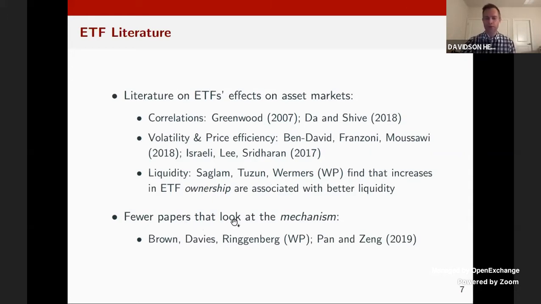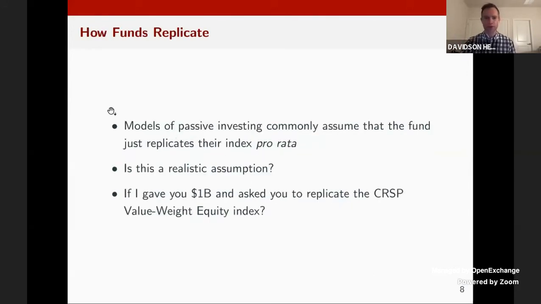Okay, there are relatively few papers. A couple of our favorites are Brown, Davies, Ringenberg, and Pan and Zhang, a recent JF paper, where they're actually talking about the mechanism by which ETFs have these effects on the underlying asset markets. Okay, and we think our paper contributes on both scores. I didn't cite the gigantic and growing theory literature theoretically dealing with the consequences of the rise of passive investing.